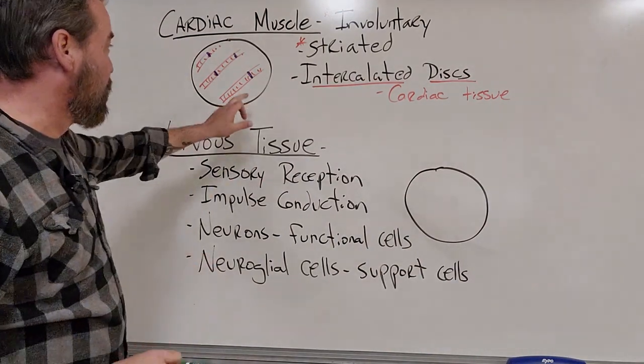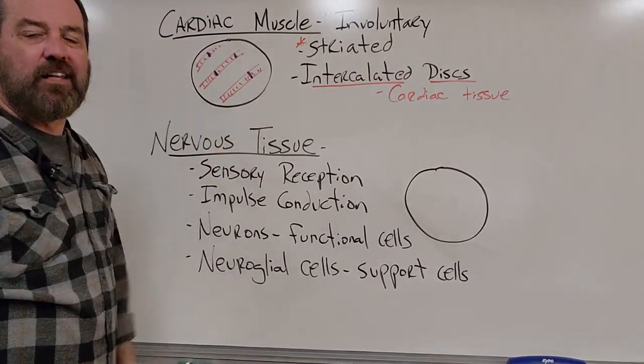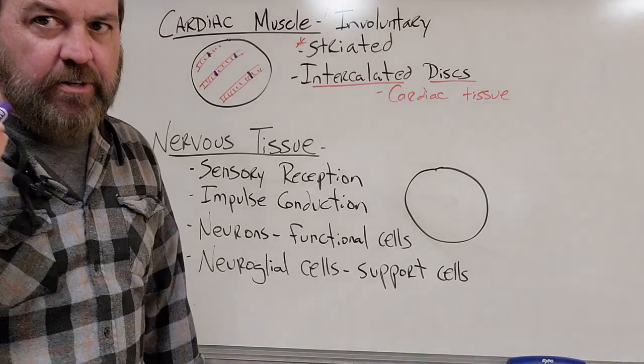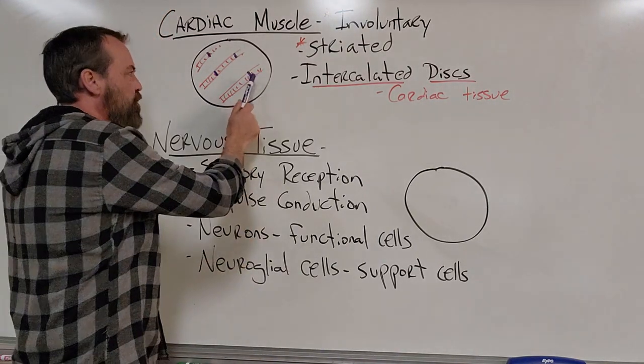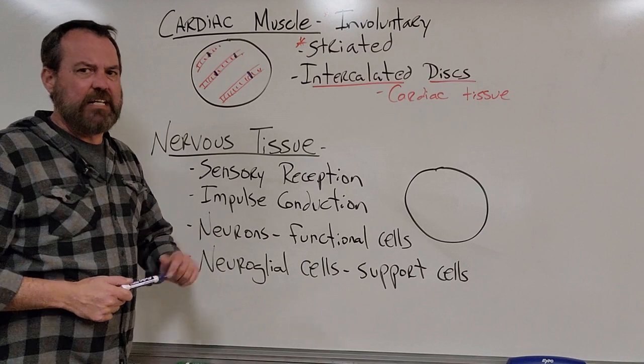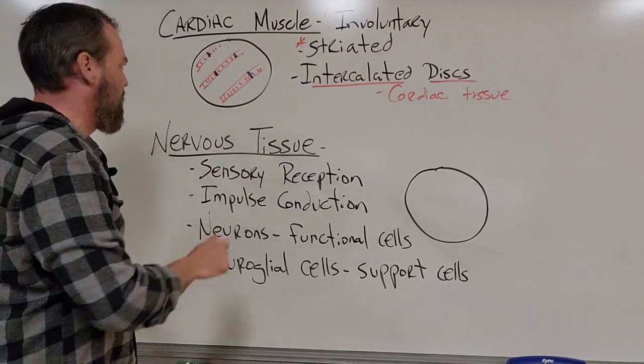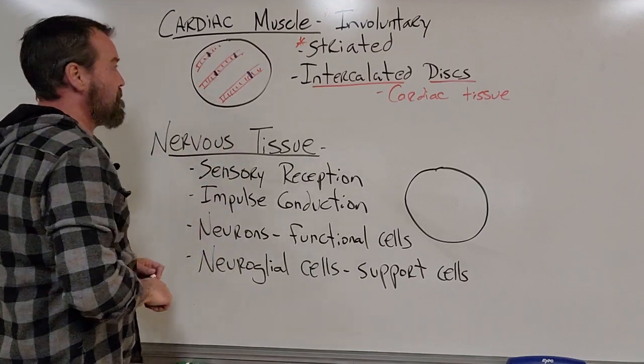So that's what we really have to look for. We have to be able to spot these intercalated discs, but they're subtle. They're easy to miss. So make sure we know what we're looking for when we see it. We'll point that out on an actual slide, and hopefully that'll get a little bit easier. And that's it for muscle.